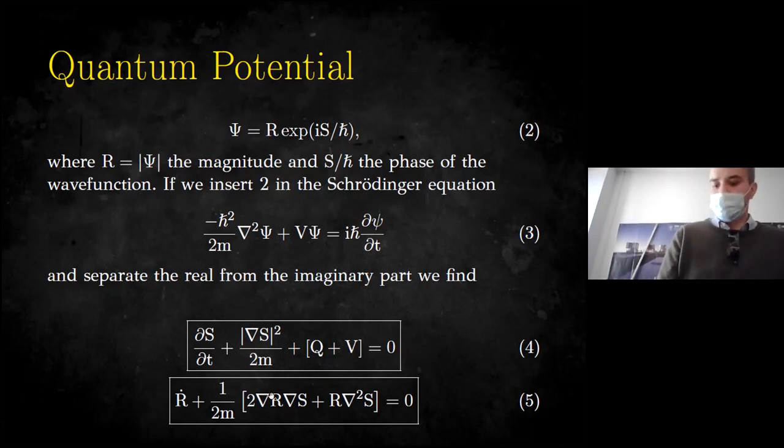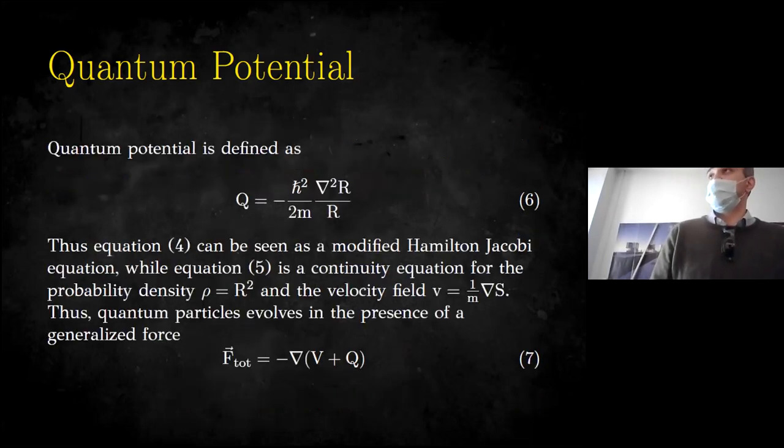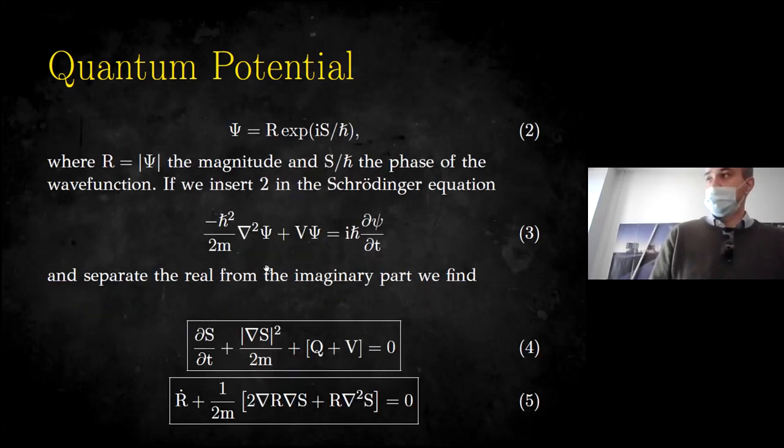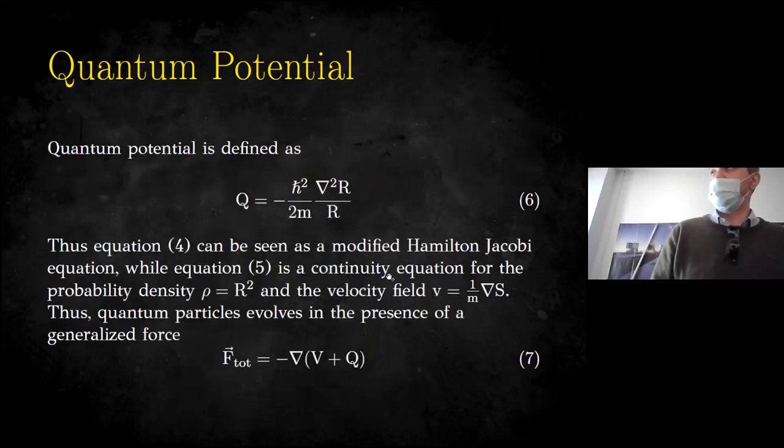And this one is nothing more than a continuity equation for the probability density psi squared. So the quantum potential in this equation is defined as in equation six. Thus equation four can be seen as a modified Hamilton-Jacobi equation, while equation five is a continuity equation for the probability density R squared and the velocity field written in this formula. Thus, according to Bohm, the quantum particles evolve in the presence of a generalized force minus nabla V plus Q.